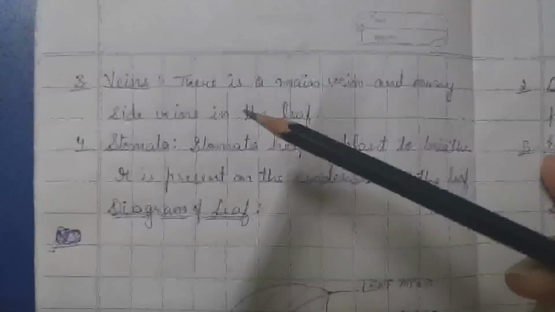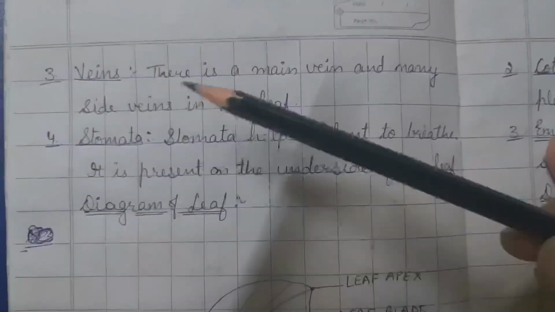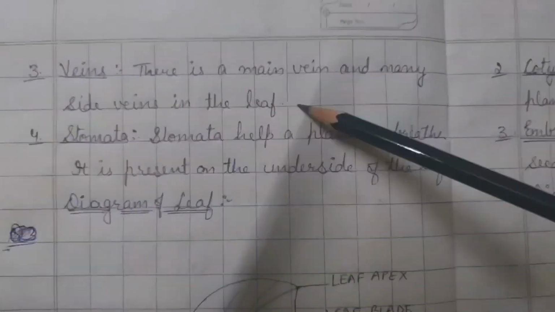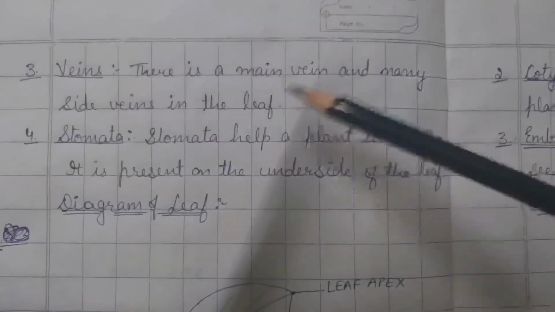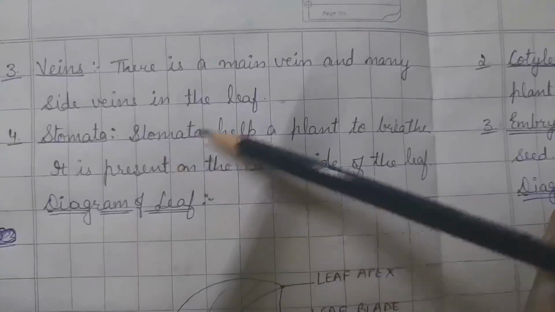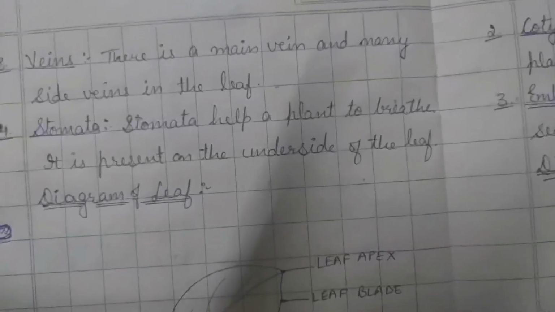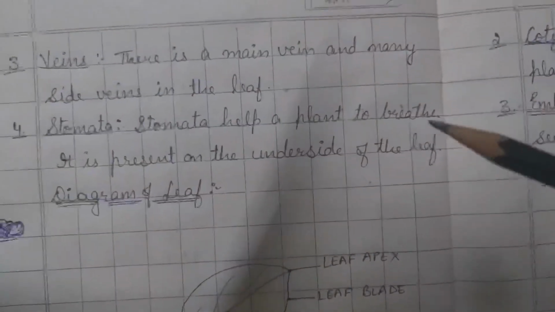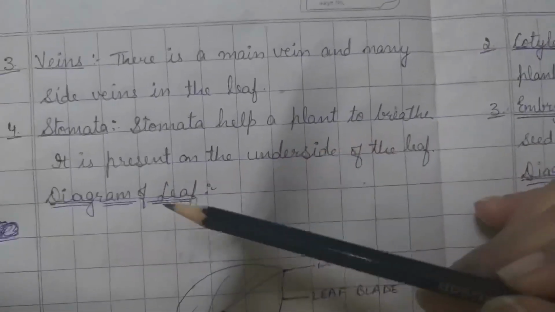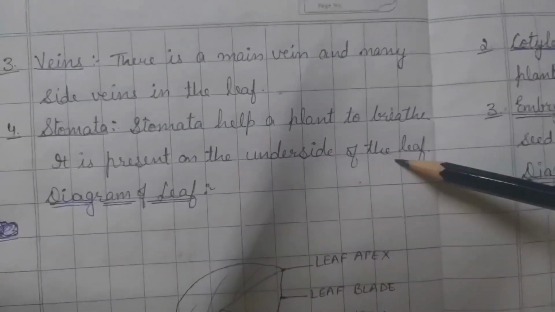Then number 3 is veins. There is a main vein and many side veins in the leaf. Number 4, stomata. Stomata help a plant to breathe. It is present on the underside of the leaf.